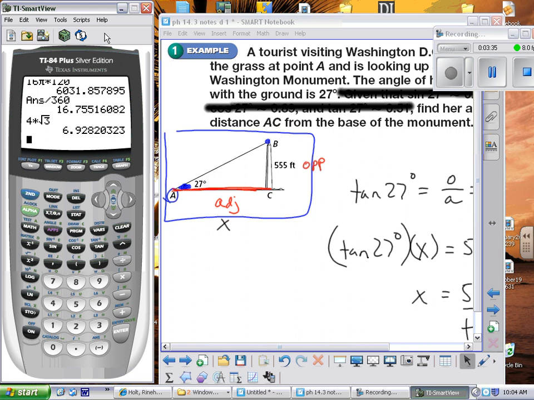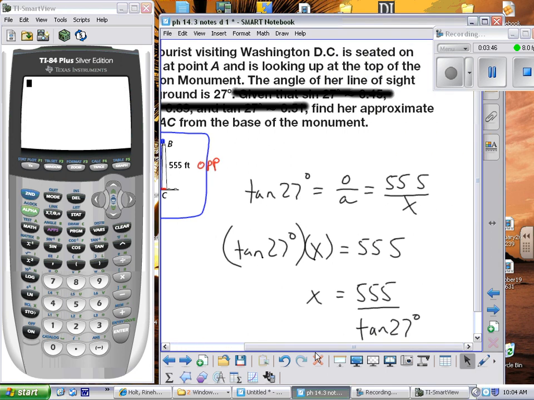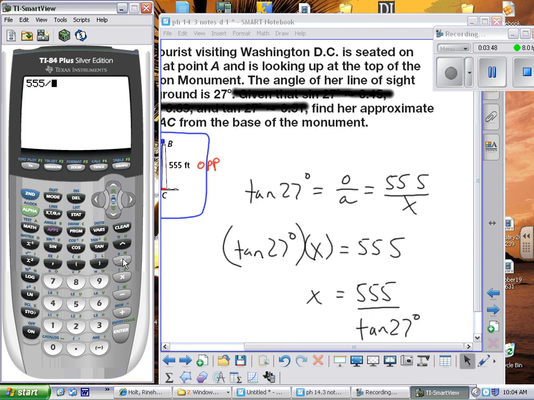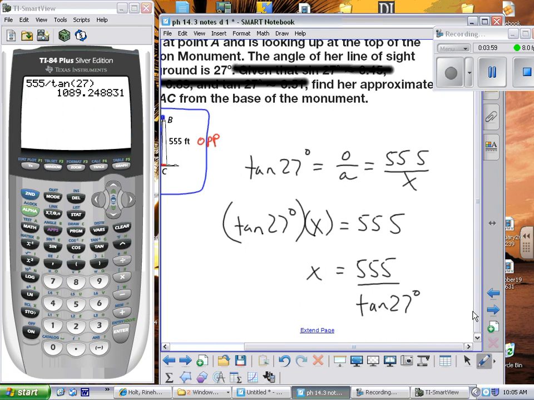Okay, so I make sure I'm in degrees. And I have 555 divided by the tangent of 27. You get 1,089 feet to the nearest foot.